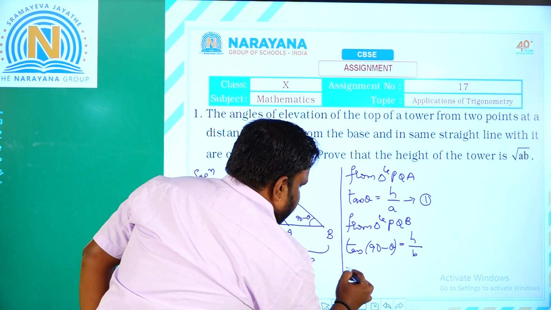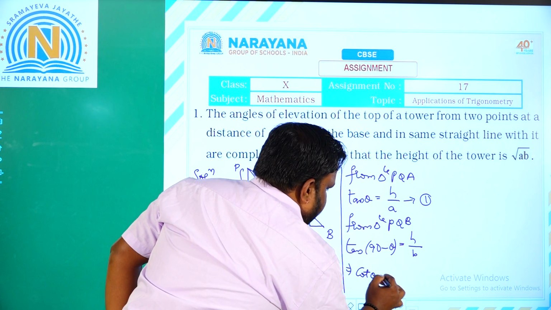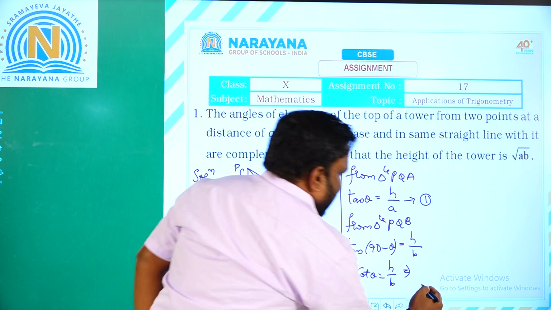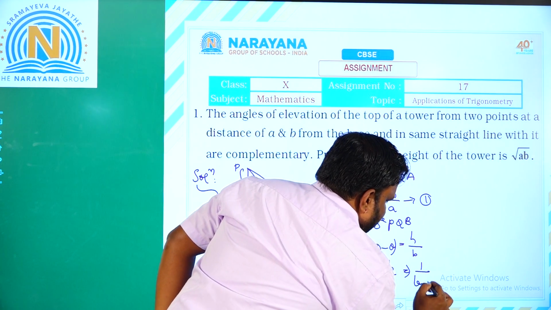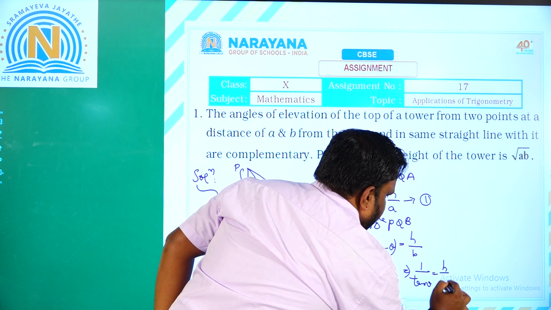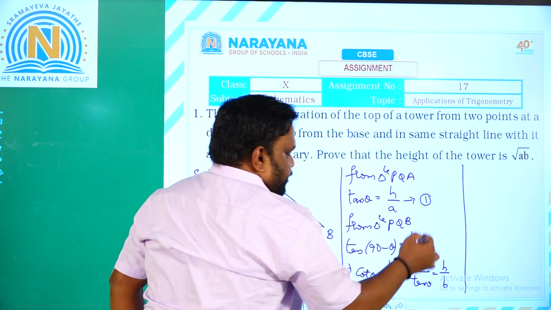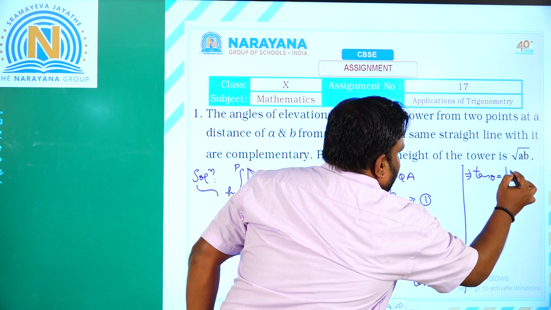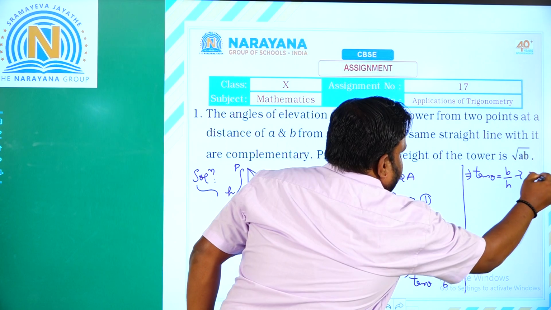So tan 90 minus theta is cot theta. So cot theta is equal to h by B. So cot you can write as 1 by tan. 1 by tan theta is equal to h by B. From here, tan theta will be equal to B by h. Name this as second equation.